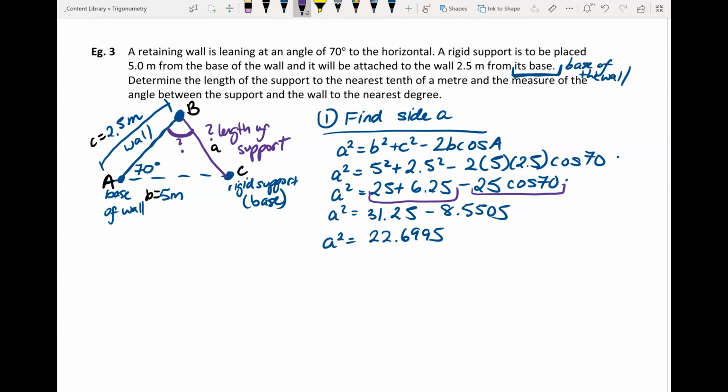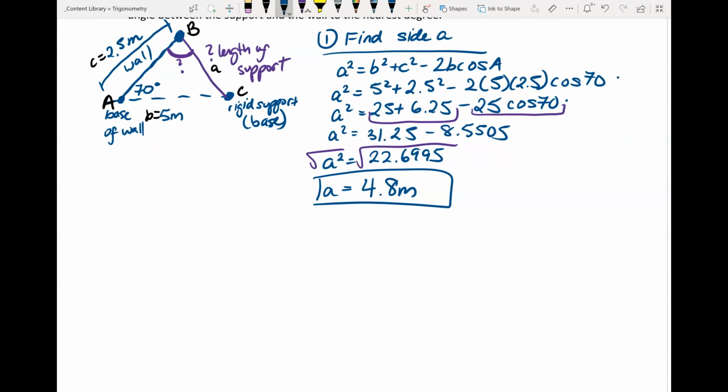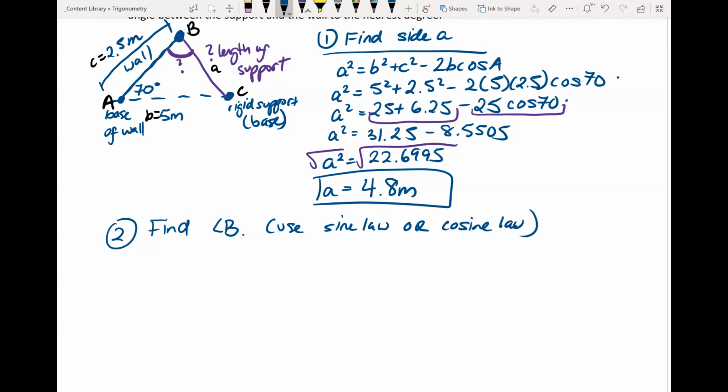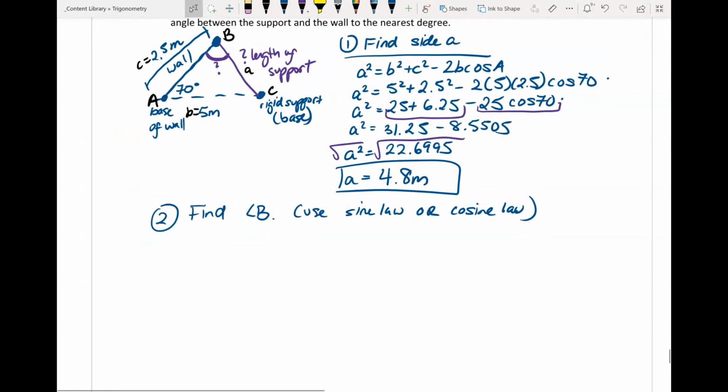My next step to isolate A is to take the square root of both sides to get A by itself, because you have A squared right now. So this is going to be about 4.8 meters as our answer. So that's your length of support. The next thing we're going to do is find angle B. In this case, you can use sine law if you want to, or you could also use cosine law. It really doesn't matter. Whichever you think is easier for you. I'm just going to use sine law here.